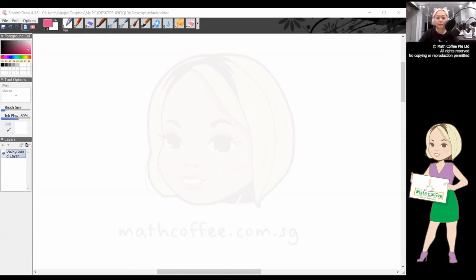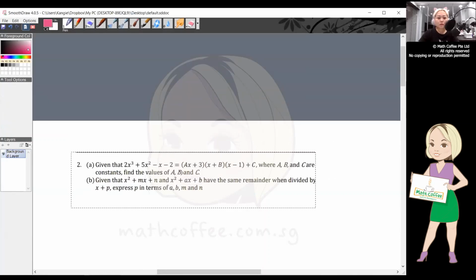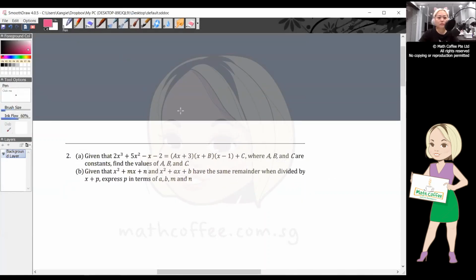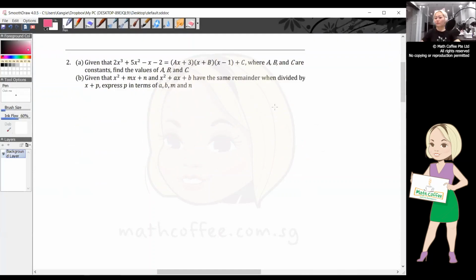Don't be scared, don't panic. I'm still doing 2B. It's just that I have no space to work, so I erase first. Okay, 2B is in fact one of the questions that a lot of students ask me, because they have so many alphabets and then they get lost. First of all, you don't have to panic.